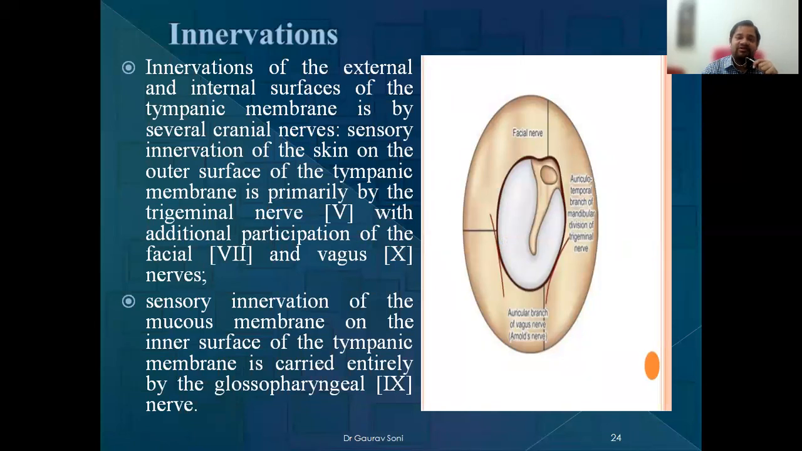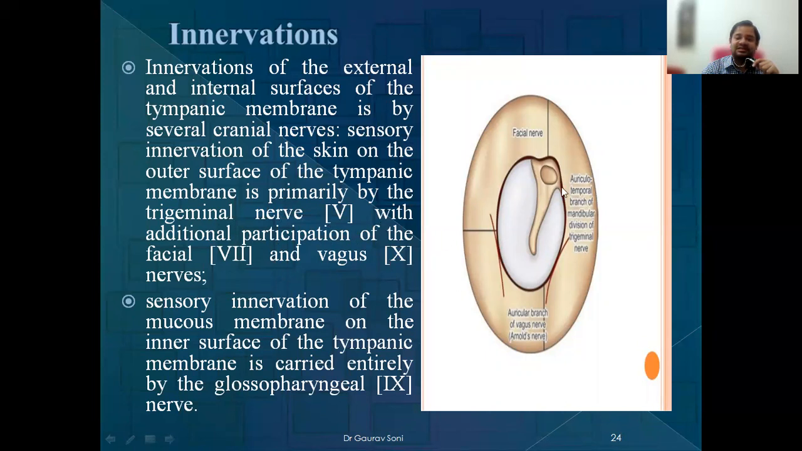Now the nerve supply or innervation. The innervation of the external and internal surfaces of the tympanic membrane is different. First of all, you should understand it is a little bit different. As we have already talked, from the external acoustic meatus, the same skin is going to cover it also. So the nerve supply will basically be the same, which is supplying the external acoustic meatus, like the trigeminal nerve part, then additional parts of the facial nerve and vagus nerve.